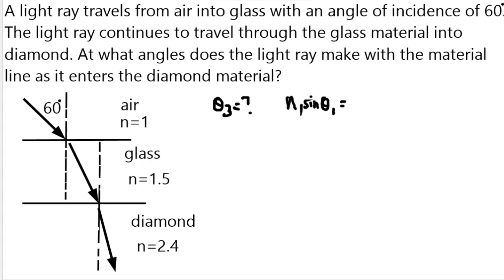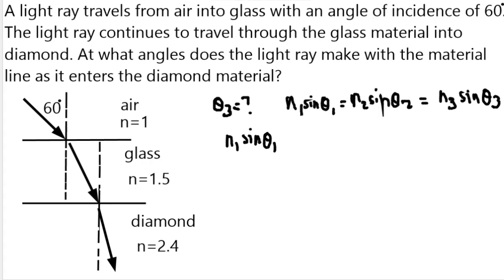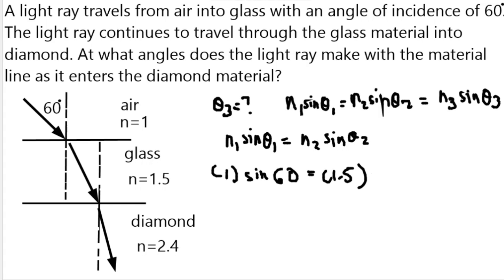So now let's try to calculate this. We can just use this equation, Snell's law, but we're going to add more variables. We're going to add n sub 3 and sine theta 3 because they are just equal. So this light ray is the same for all mediums. So first we're going to calculate theta 2, which is the refracted ray angle from air to glass. So let's substitute what we know.